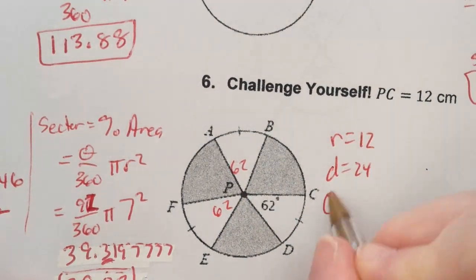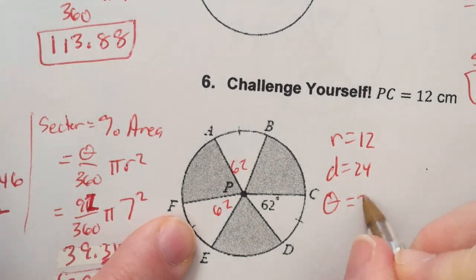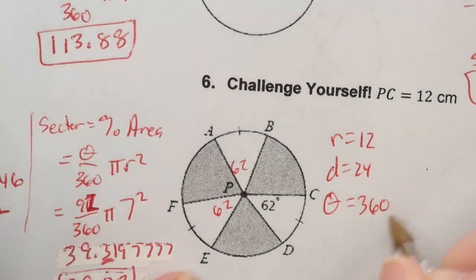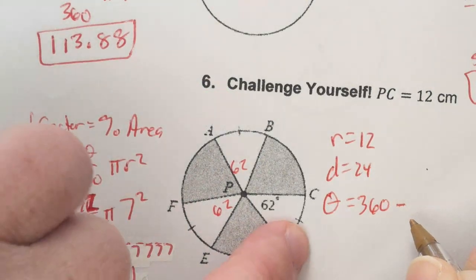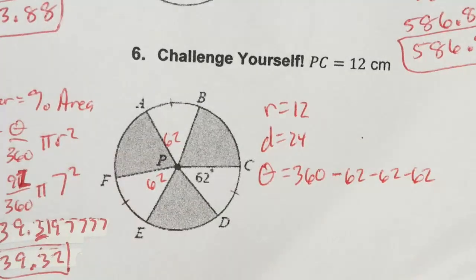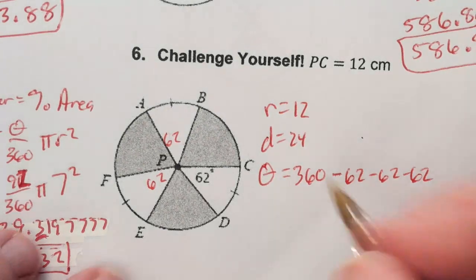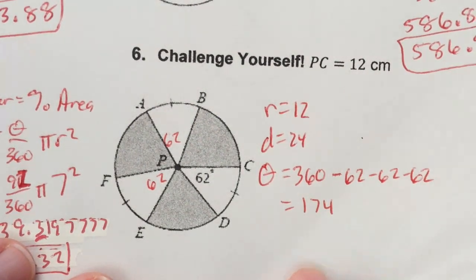Now, for your theta, all the way around here is 360. And we are going to subtract this white 62, this white 62, and this white 62. So subtract 62, subtract 62, subtract 62. All right, so 360 minus 62, 62, and 62, we would have 174. So that is our theta. So our theta is that right there.